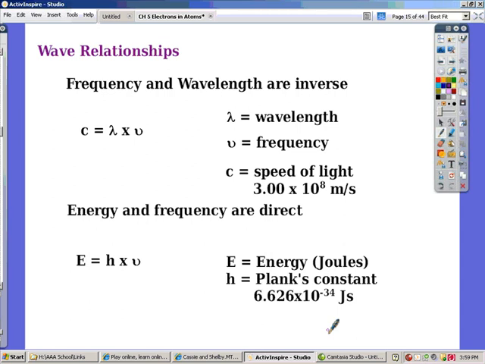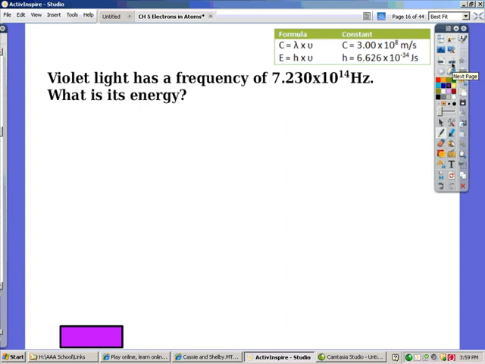So let's take a look at how we use this in an energy equation. Here's my first one. It says violet light has a frequency of, and it gives a number there, in hertz. Remember, the frequencies are measured in hertz. And it says, what is its energy? So I'm going to use the formula that I've been given right here. Energy is equal to Planck's constant times the frequency.